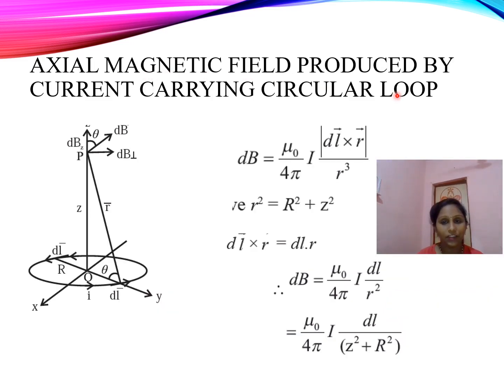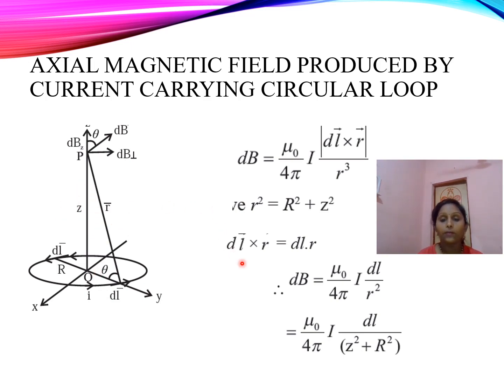Axial magnetic field produced by a current carrying circular loop. We can obtain the magnetic field of a current carrying circular loop at different positions along its axis. The loop lies in the x and y axis with center as its origin O. The radius of the loop is r and the current flowing through it is taken as I. Let's calculate the magnetic field at a point P on the z axis. It is situated at a distance r from the element dl. Apply Biot-Savart law. dB is equal to μ0 by 4π I dl vector cross r vector divided by r cube. Apply Pythagoras theorem in this triangle. Then I'll get r square is equal to capital R square plus z square.